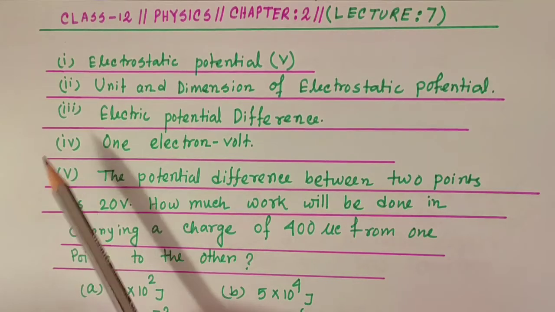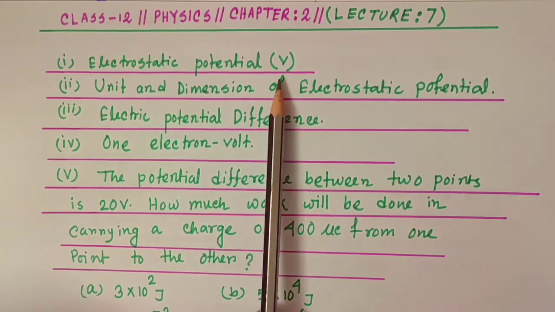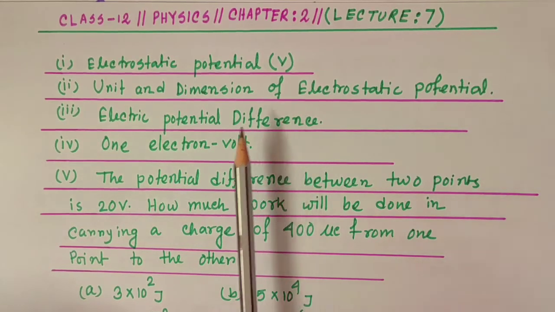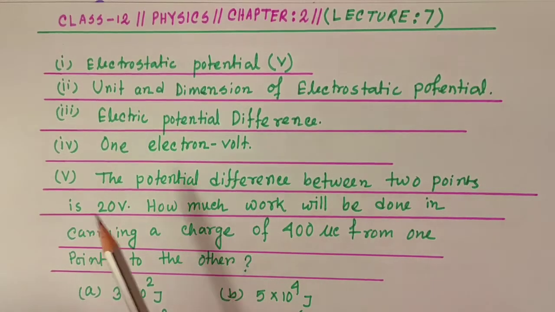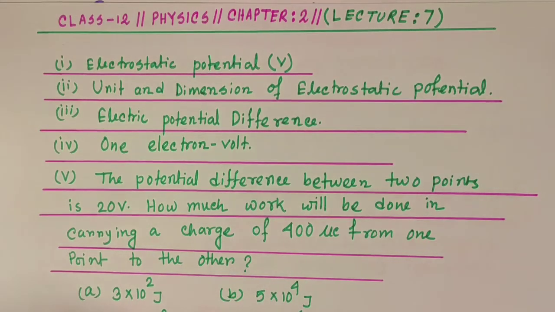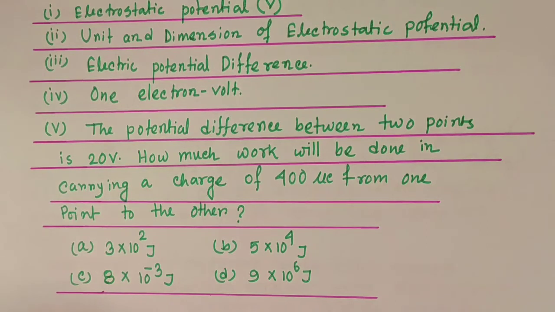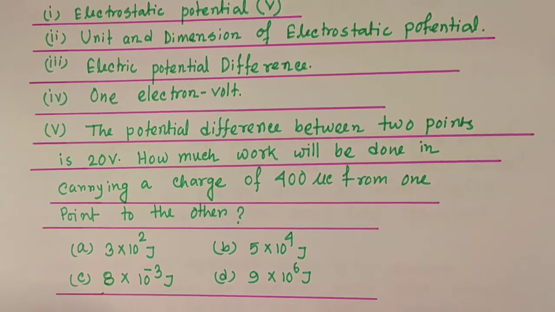In this video, we will learn what is electrostatic potential, unit and dimension of electrostatic potential, then electric potential difference. Next, what is 1 electron volt? And the last topic which we will learn, one mathematical problem with solution. You can see from here, this is one multiple type question. So by solving this problem, we will find the actual answer. So let's start.